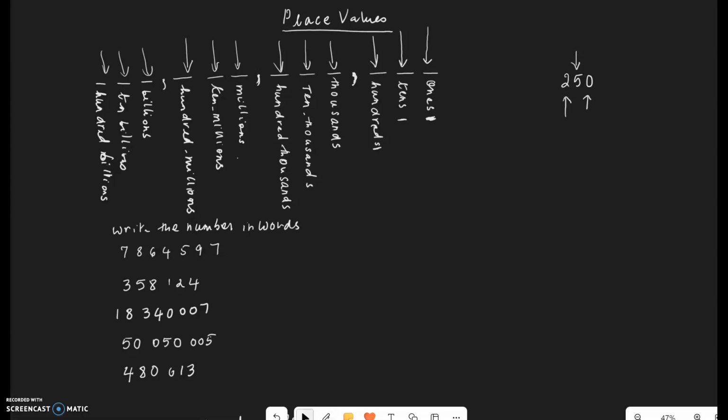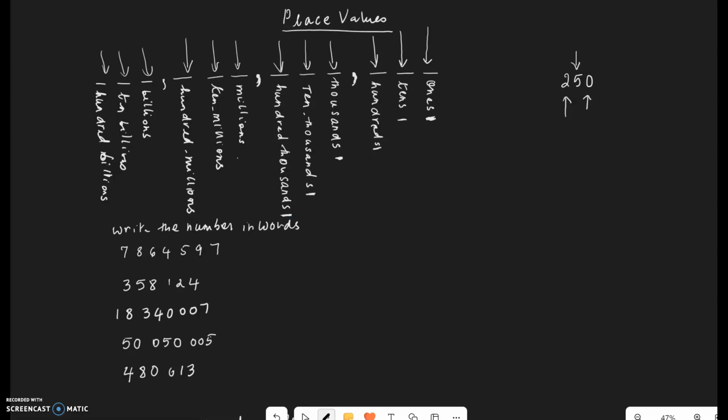Next we have the comma, and we move on to the thousands. We have the thousands. The one next to it is higher. It's the 10,000s place, and then 100,000. So we have thousands, 10,000s, 100,000s.